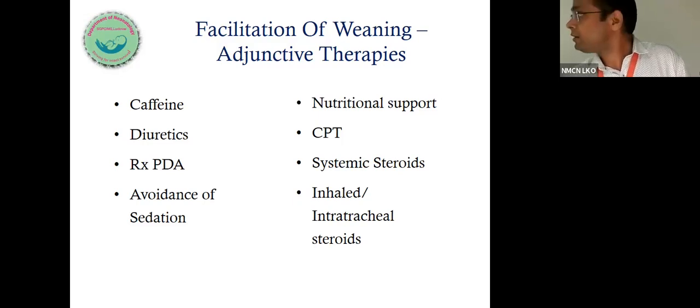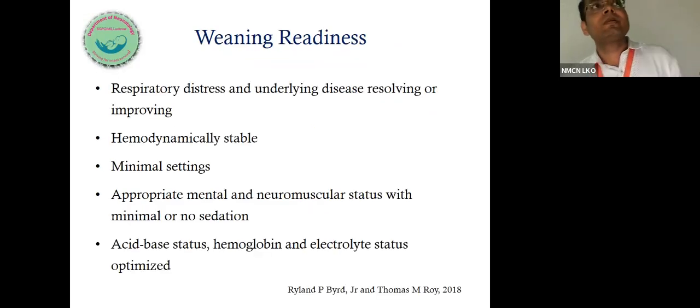Then use of intratracheal steroids, which can help in facilitating the extubation, but at the cost of mortality. So that also has to be weighed. So how do we define that the child is ready for extubation? These babies should have the respiratory drive. They should have minimal distress, and the underlying disease process should be resolving.